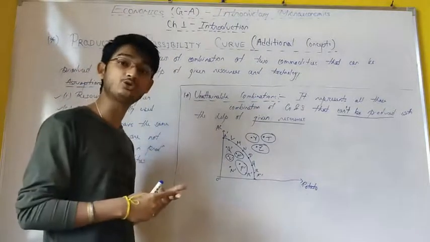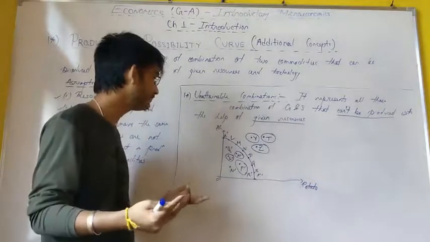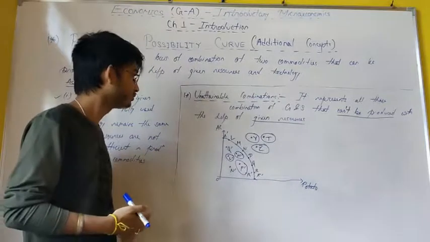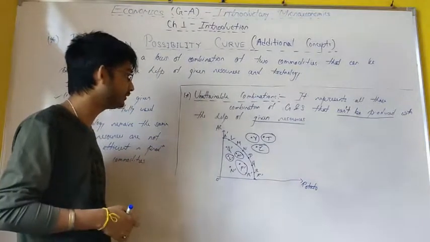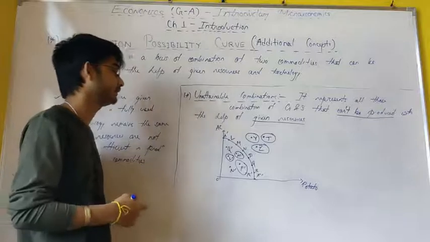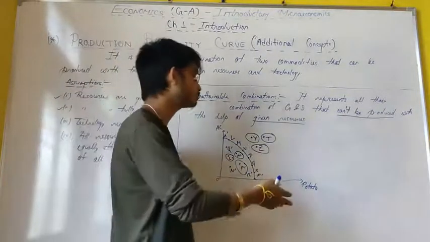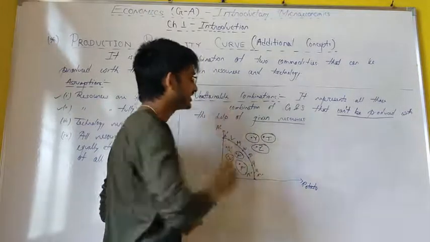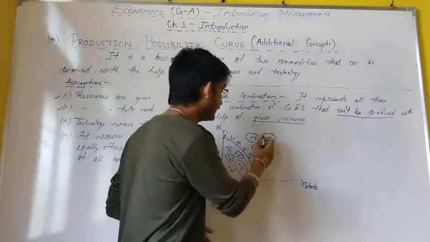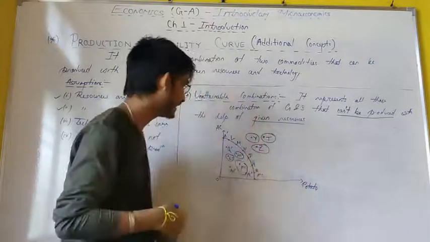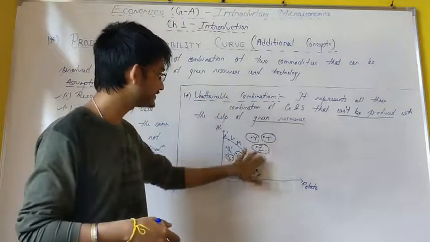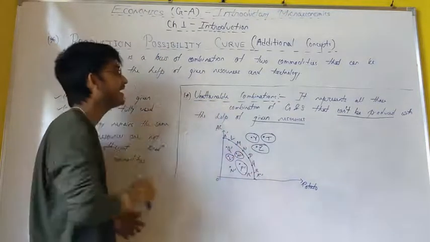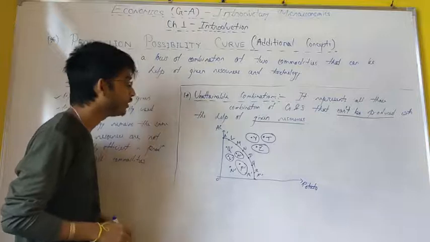On one hand, resources are limited and at the same time we have utilized all of our resources. So as we have utilized all of our resources, we cannot reach all those production combinations which are lying outside the PPC, like this Y combination, T or Z. So all these points Y, T, Z which are lying outside the PPC represent the unattainable combinations.